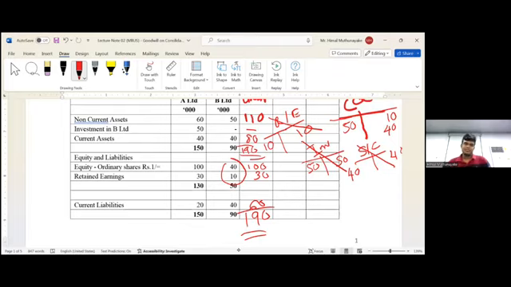Any questions? I'm starting from the very basics. So I have invested 50,000 and I'm acquiring 50,000 worth of net assets. So this account also has a 50 balance. If I balance this, it's 50 and 50. Any questions?